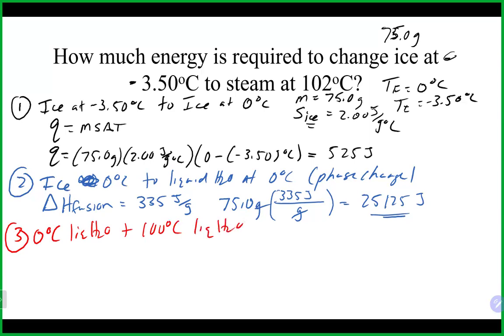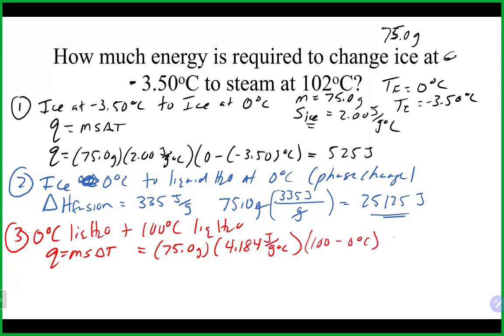We'll use our specific heat equation, Q is equal to m c delta T. Here, our mass is still the same. At this point, though, we are into liquid water, which means we want to use the specific heat capacity we're familiar with, that 4.184 number. Our change in temperature is 100 degrees minus 0 degrees. That gets us 75 times 4.184 times 100, which is 31,380 joules.